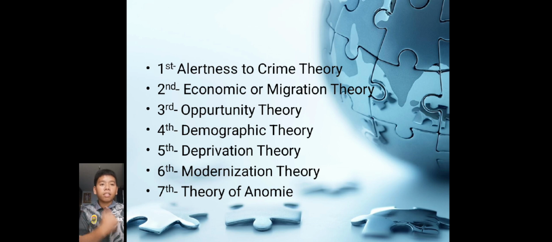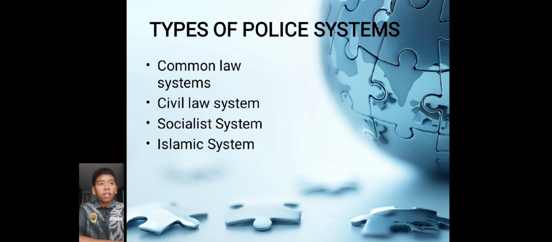First is alertness to crime theory, second is economic or migration theory, third is opportunity theory, fourth is demographic theory, and fifth is the deprivation theory. Sixth is modernization theory, and seventh is theory of anomie. The types of police system: the first is common law system, civil law system, socialist system, Islamic system.